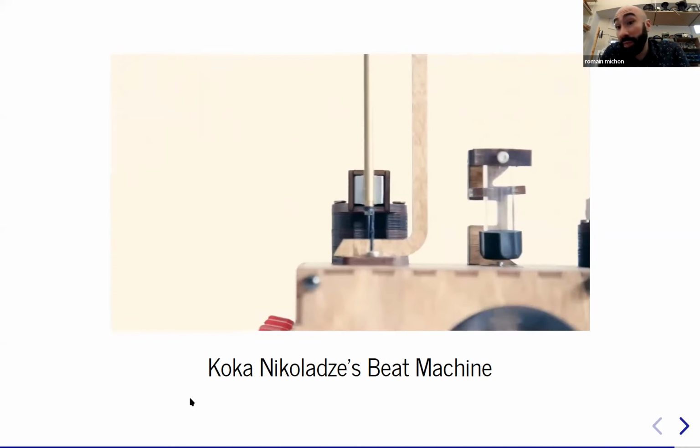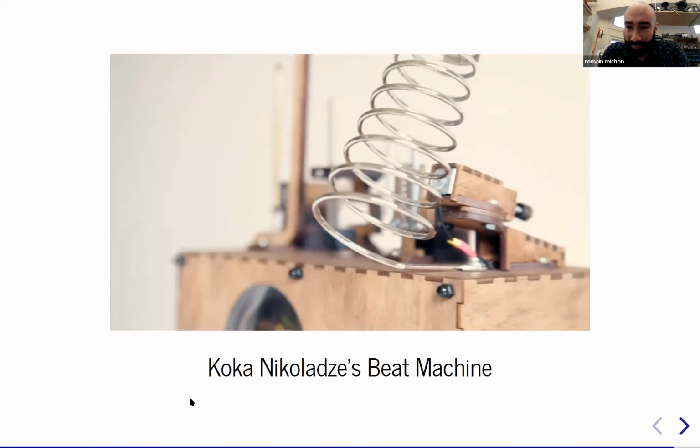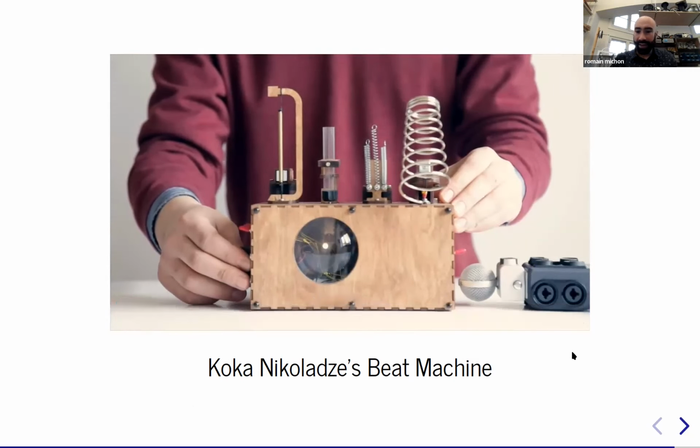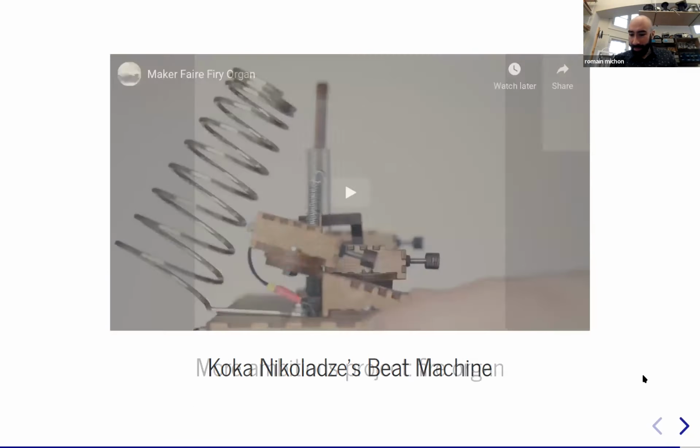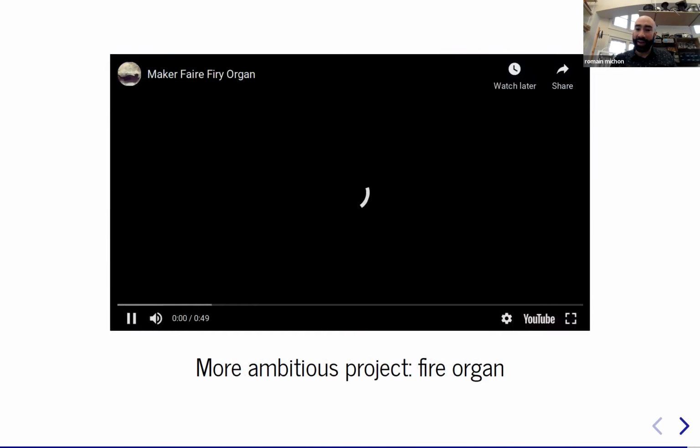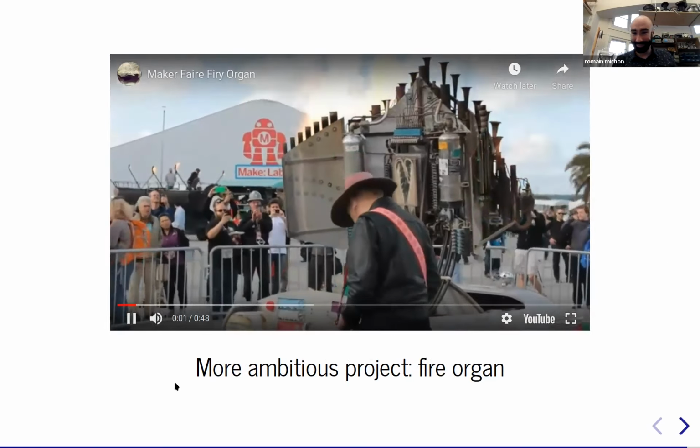So that could totally be a 258 project. Anyway, okay, this is something a bit more ambitious. This is a fire organ at Maker Faire, and it's controlled by a wireless guitar. It doesn't necessarily sound very good, but it was very successful.